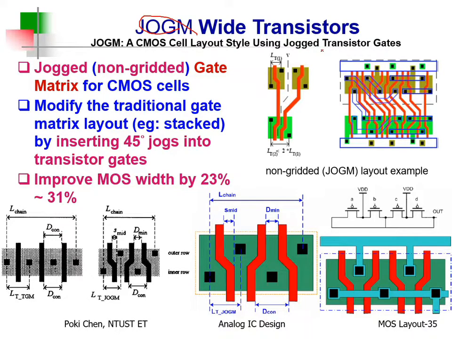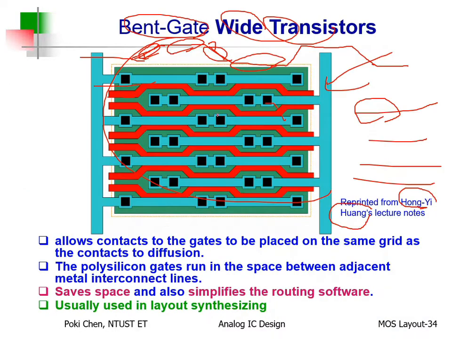Jogged wide transistors are also usually for digital instead of analog. Alright, what is the definition for jogged? Just like you go jogging? Yeah, randomly, right? It happens randomly. So we try to break the regularity for bend gate.